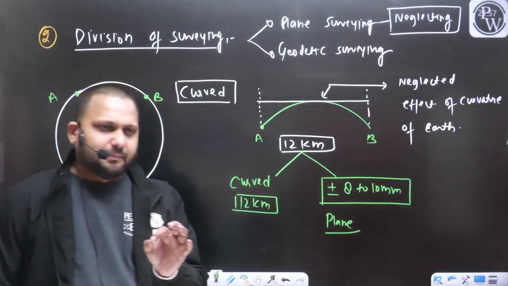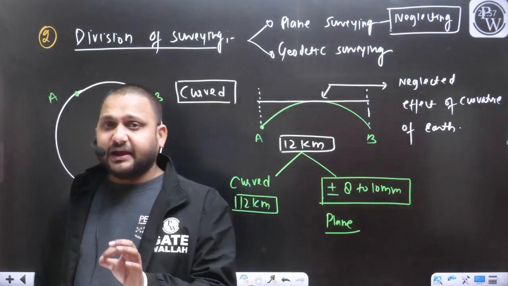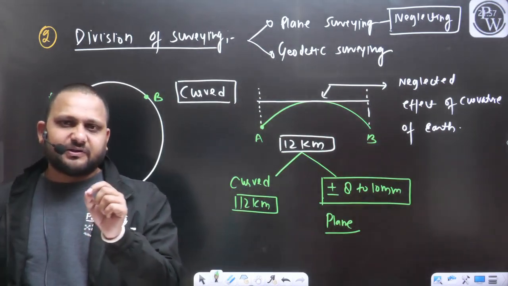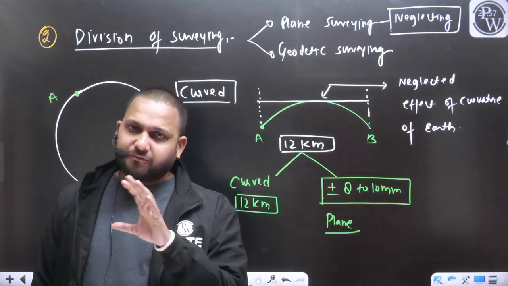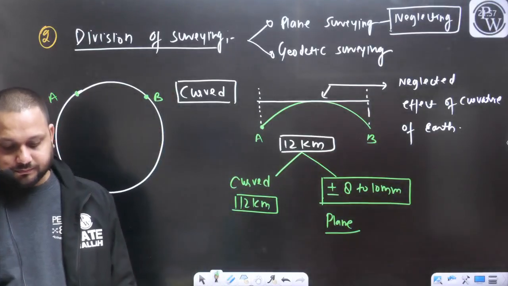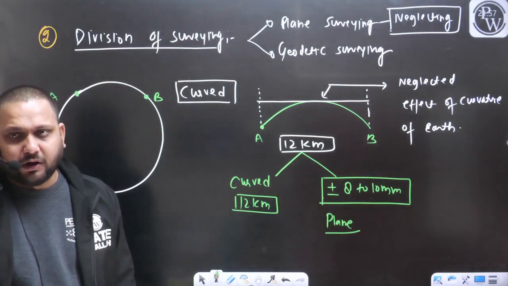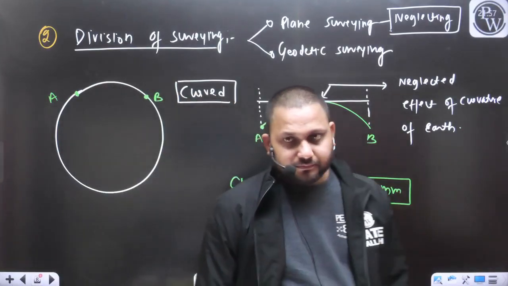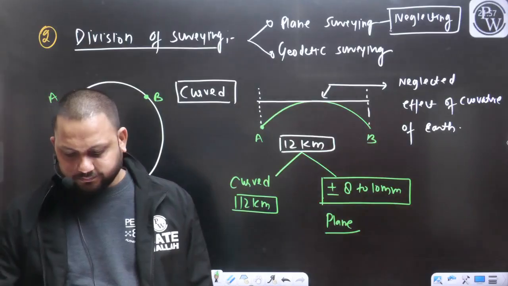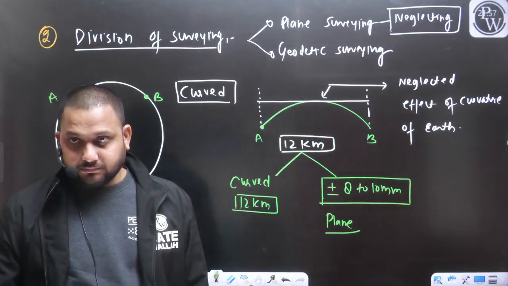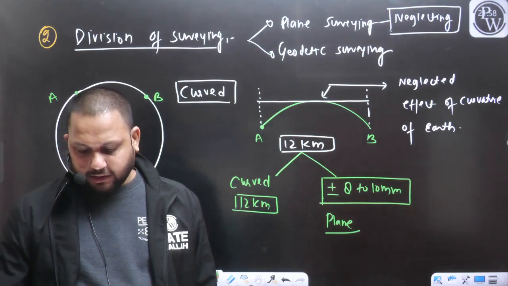If we are going to take the measurement for the large area, for the large length, in that case, we need to consider the effect of the curvature of earth in our measurement. Otherwise, there will be more error, and we cannot neglect those errors. I hope you got the point. Any doubt to anyone till now?